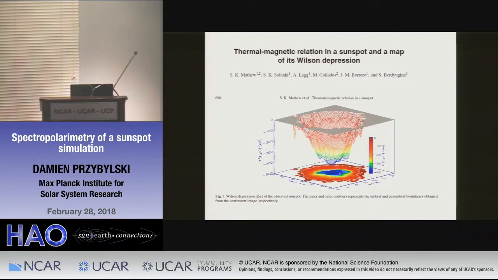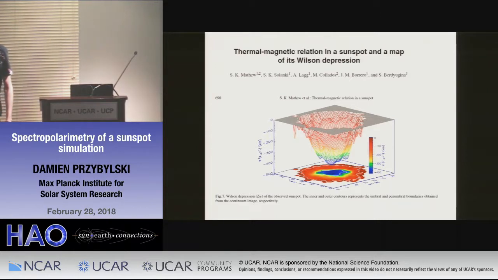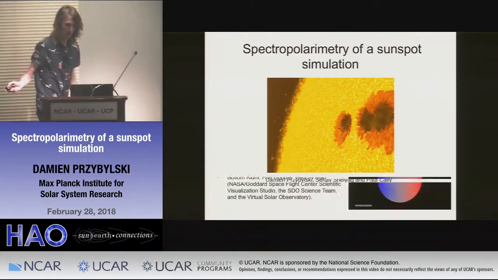So this is an image of the sun and the sunspot. Down the bottom, we see the depth at which light is able to escape, or the depth below the surface at which the Wilson depression is. We've overplotted the umbra, the inner white contour, and the penumbra, the outer contour. If I go back to my first slide, this shows a sunspot as we see it in optical, and the umbra is the inner dark region, and the penumbra is the filamentary structure that goes out from that.